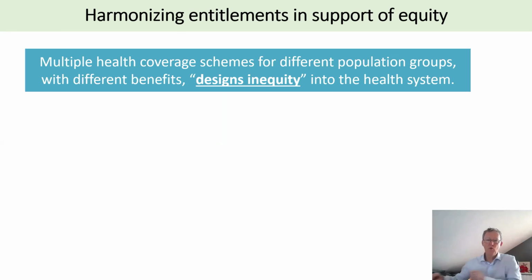So let me say a few words about Chile, which I know is also featured in your series. Hopefully I'm not contradicting the messages from there, and you'll obviously be getting much more information. I just have one slide, but it's an example of harmonizing entitlements driven by this equity concern. What we see in many countries is that when you have multiple health coverage schemes for different population groups, and where the schemes have different benefit entitlements, indeed different conditions of access, you're effectively designing inequity into the health system.